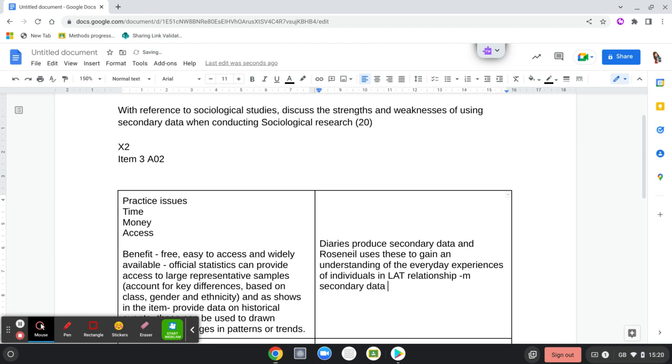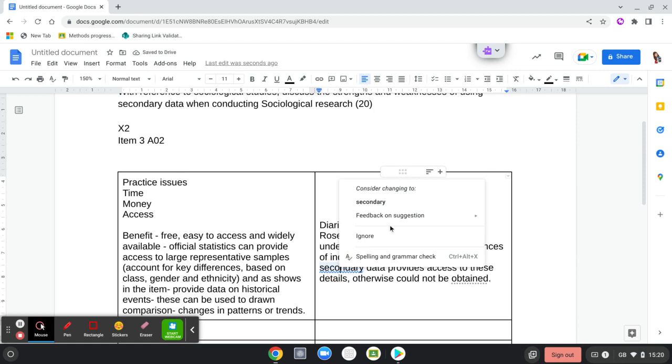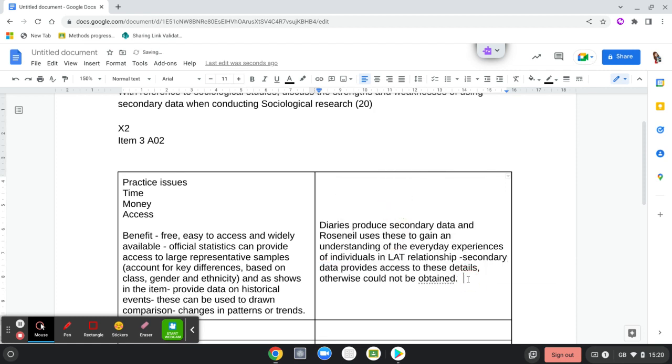Secondary data provides access to these details that otherwise could not be obtained. So diaries are used as a secondary data source here in order to understand the daily experiences of people in LAT relationships.